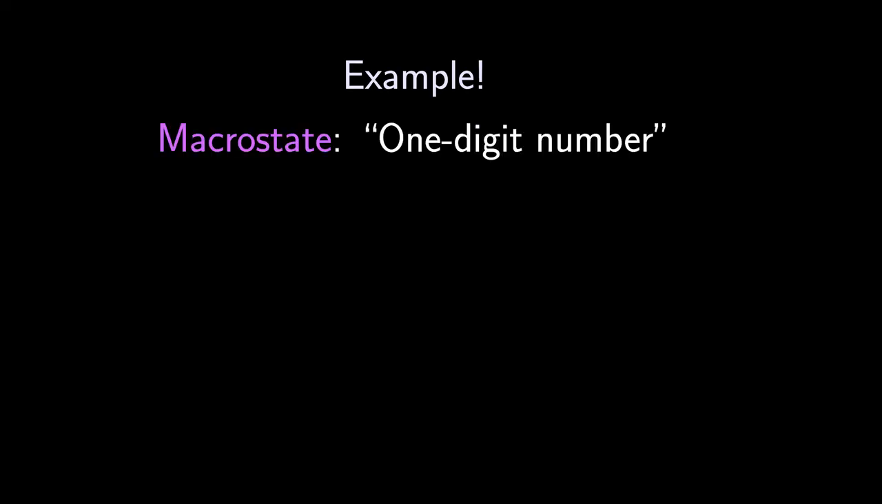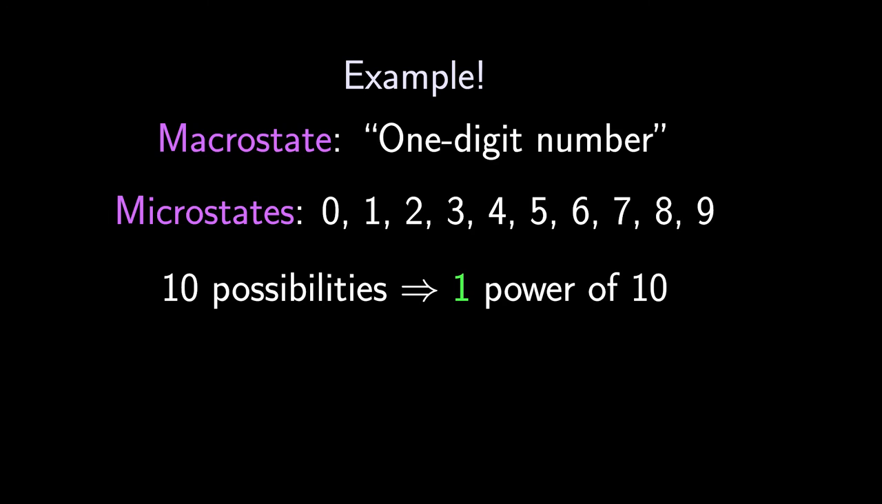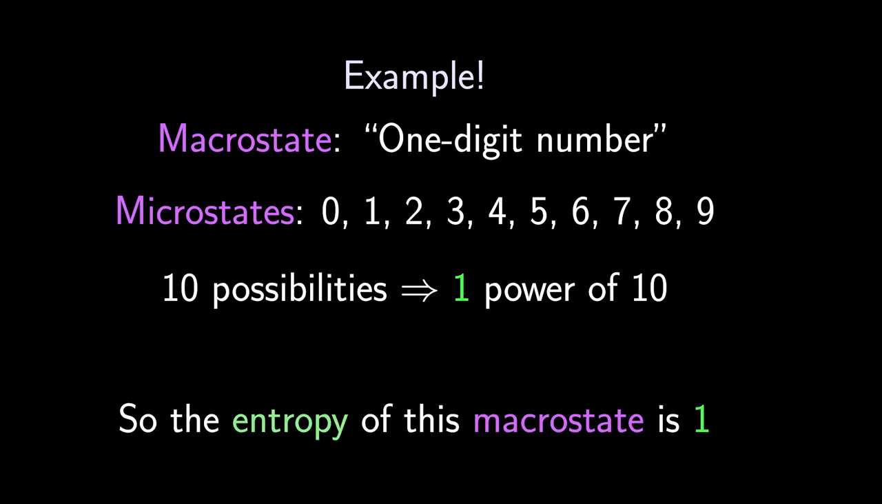Let's do a quick example. Suppose my macrostate is, I'm thinking of a one-digit number. Well, what are the possible details that could underlie that macrostate? I could be thinking of 0, 1, 2, 3, 4, 5, 6, 7, 8, or 9. Not 10, I'm thinking of a one-digit number, but there are 10 possibilities if you remember to include 0. Well, 10 possibilities, that's 1 power of 10, so the entropy of the macrostate, I'm thinking of a one-digit number, its entropy is 1.